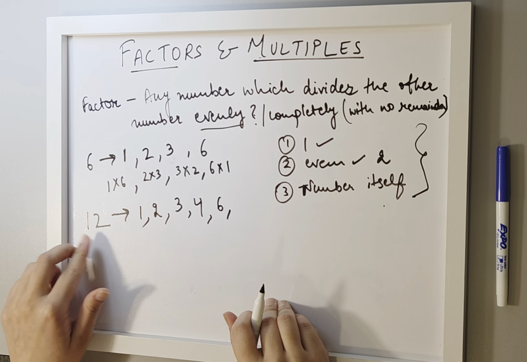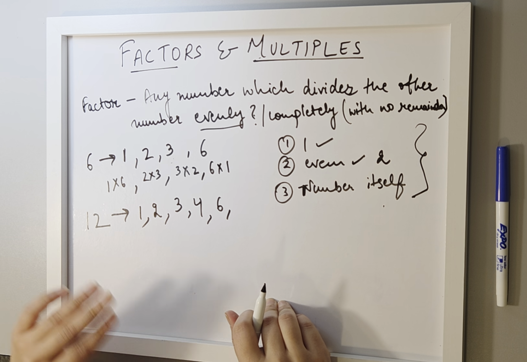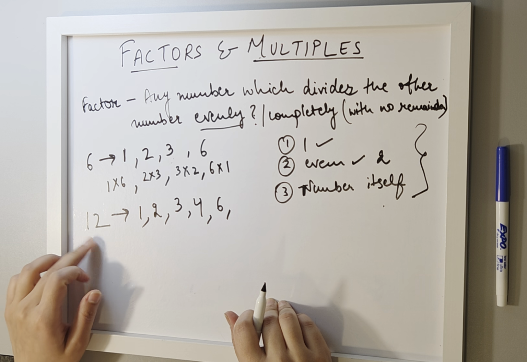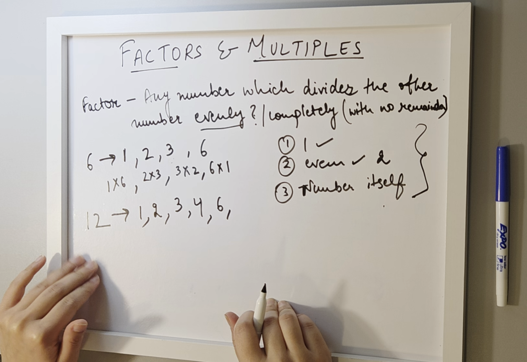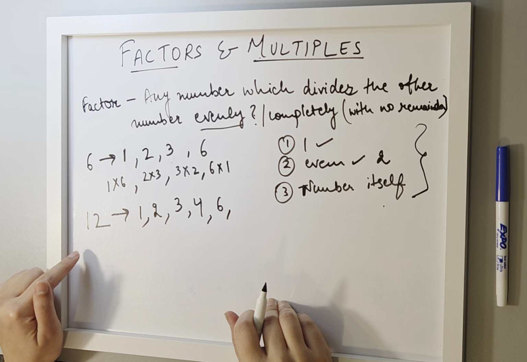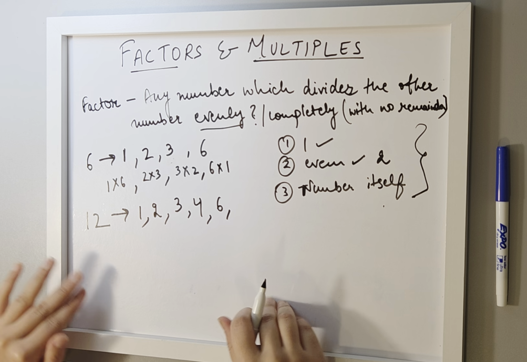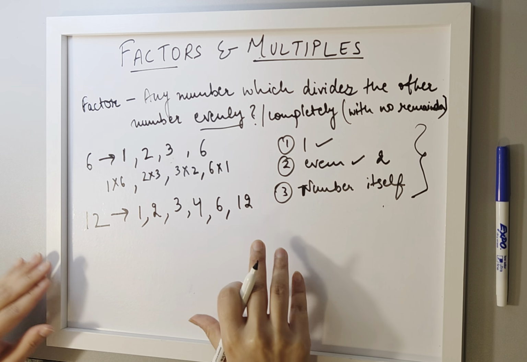Then 7, no. 7 into 1 is 7 and 7 into 2 is 14. So 12 doesn't come, so not 7. Then 8, 8 into 1 is 8 and 8 into 2 is 16. No. Then 9, again no. 10, 11, if you try to divide it, no. Then the only remaining factor is 12.